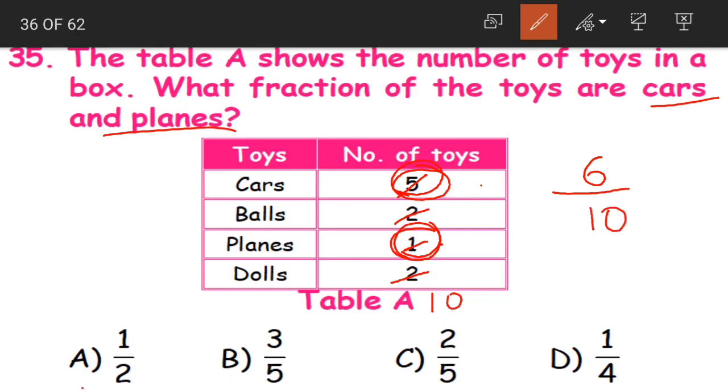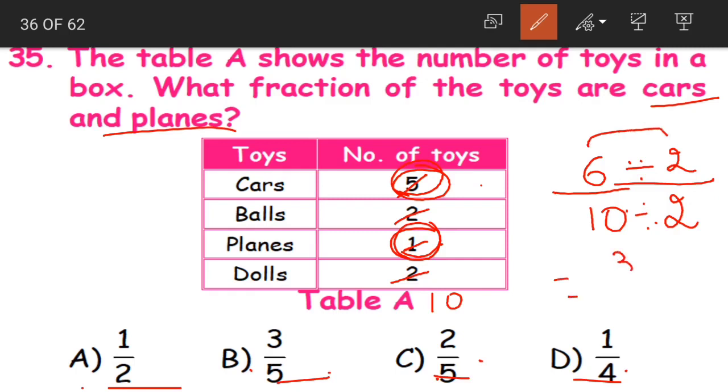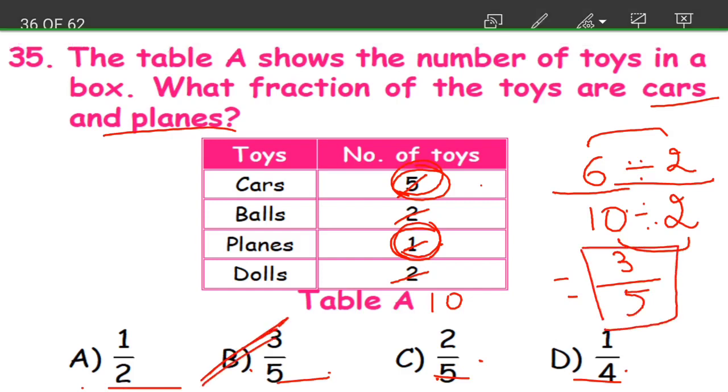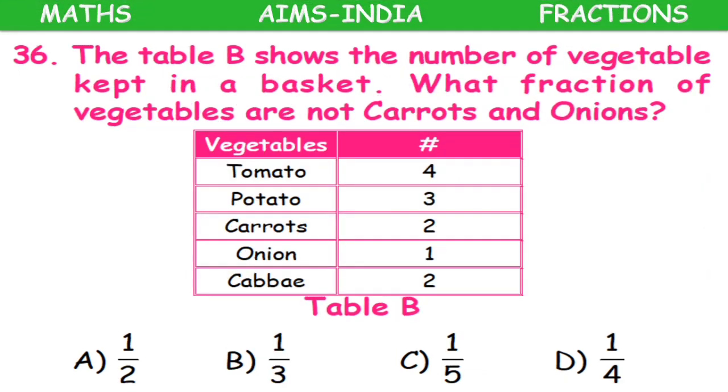6 divided by 10. Now again, if you look at the options, we do not have 6 by 10. But all the numerators and denominators are less than the numerator and denominator we have. So first let us find the equivalent fraction, starting by dividing by 2. 6 divided by 2, 3. 10 divided by 2, 5. What is the fraction that we got? 3 by 5. And we have 3 by 5 in the options. So that becomes our correct answer. Option B, 3 by 5 is our correct answer, children.